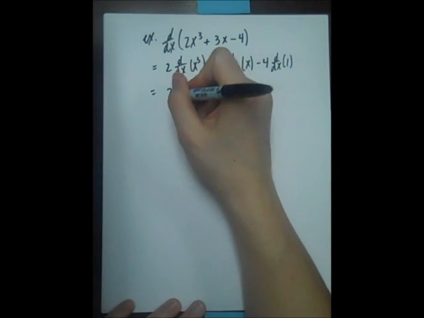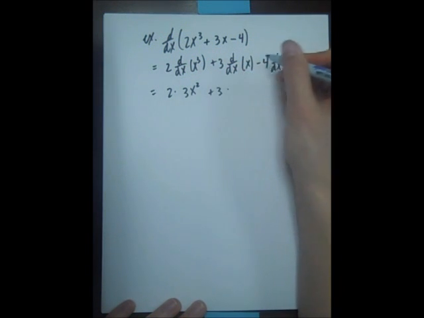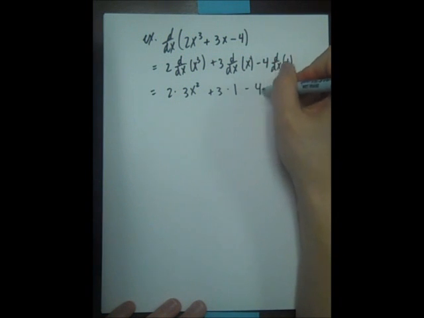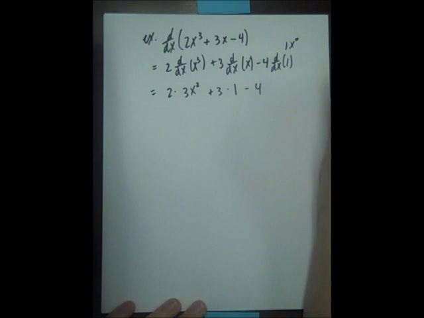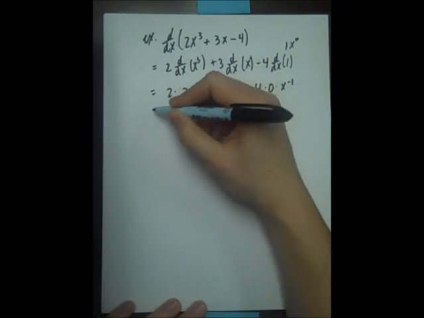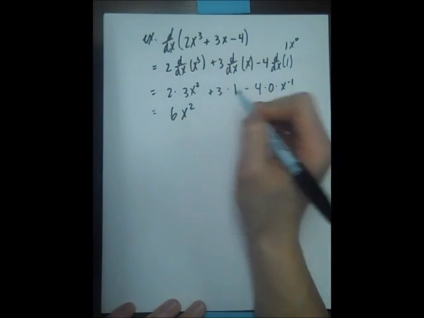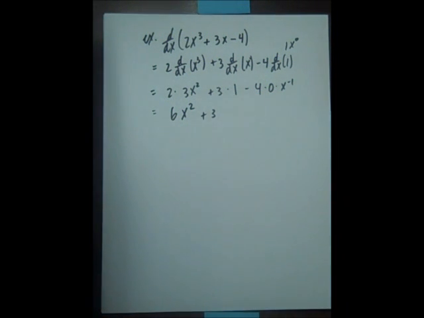Let's look at my first piece. 2 times 3x squared. The derivative of x, we already saw that, that's just 1. Now what about the derivative of 1? Well, 1 is really 1 times x to the 0. So bring down your constant, subtract 1. So let's simplify this a little bit. 6x squared plus 3 minus 0, so I'm not even going to write it. So it's just 6x squared plus 3.